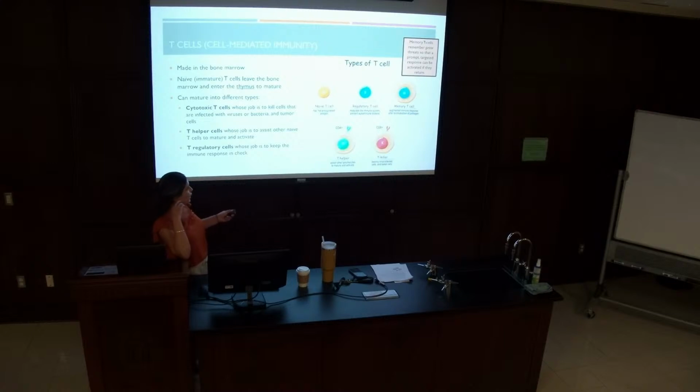And then we have T helper cells and T killer cells. So this is the cytotoxic cells. T helper cells are sometimes called CD4 positive cells, and T killer cells are also called CD8 positive cells, and so we'll talk about that, but just keep those things in mind.